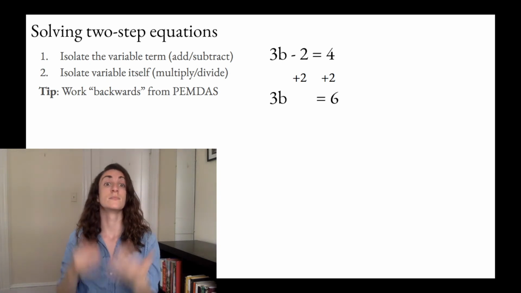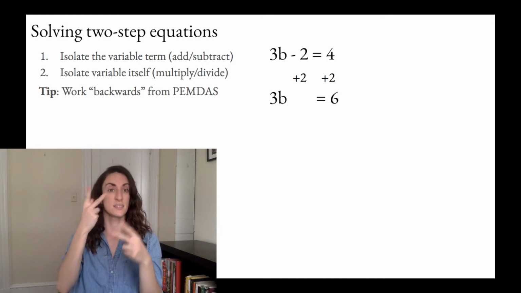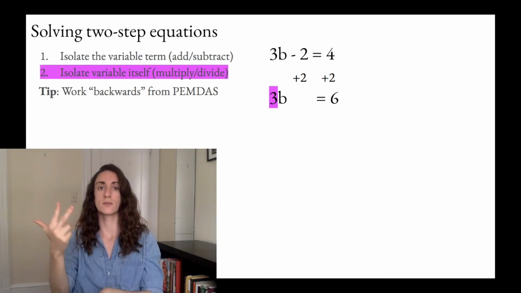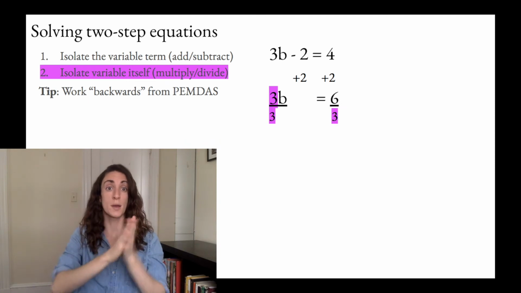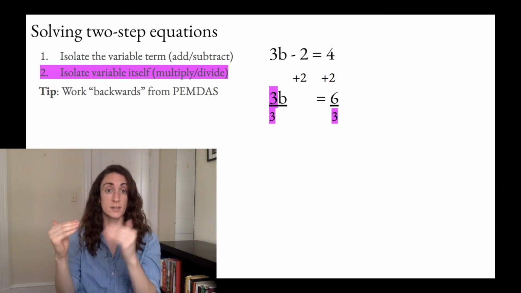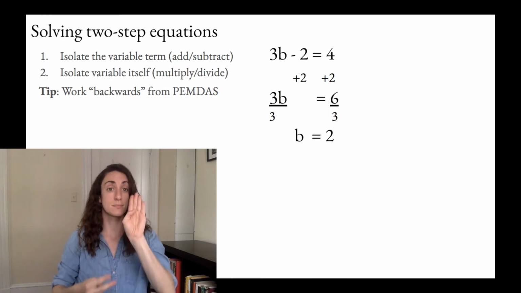In the next step, we have 3b, which is 3 times b, so we're going to use division to get rid of that. So we'll divide both sides by 3. 3 divided by 3 becomes 1, so 1b we can just write as b, and 6 divided by 3 is 2. So we have b equals 2.